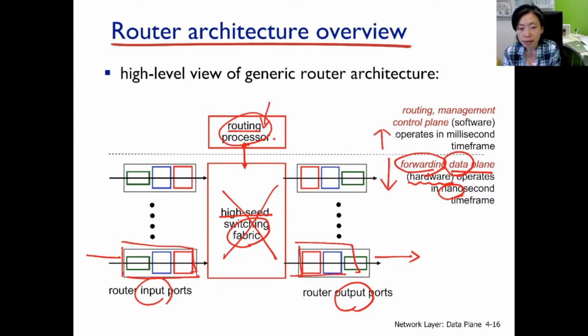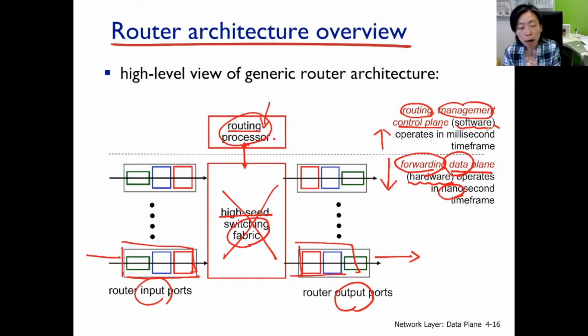On the other hand, the upper plane is the control plane. Now we have the routing algorithm implemented as software running there. So in addition to routing, it also does a little bit of management of the router. For example, tracking and monitoring how many packets are coming in, how many packets are going out, things like that.